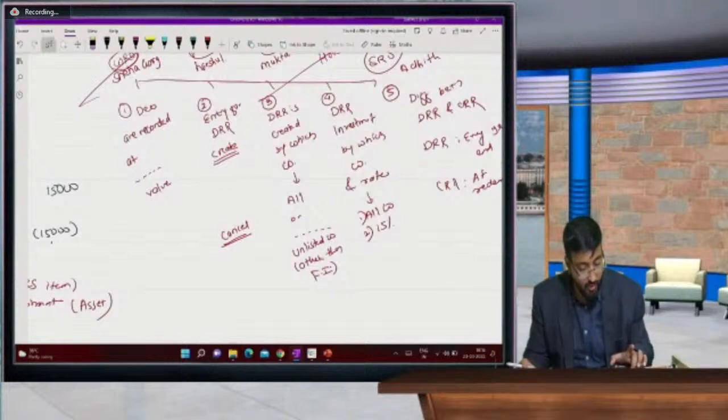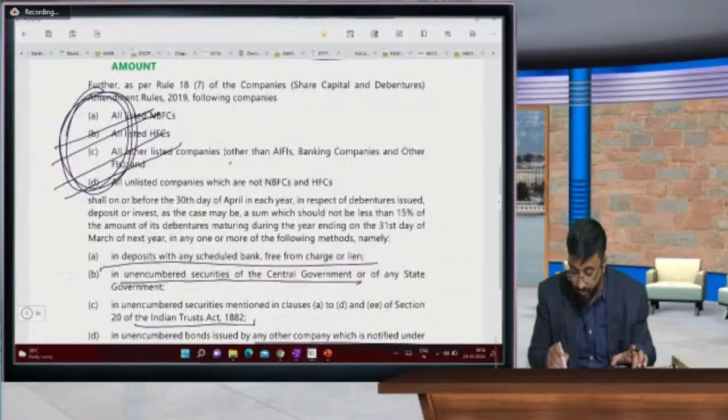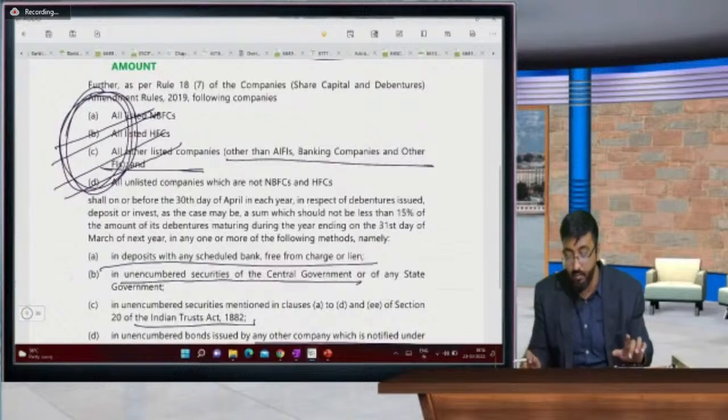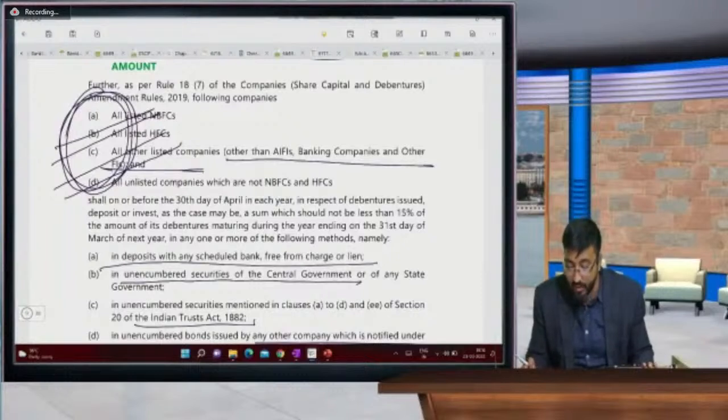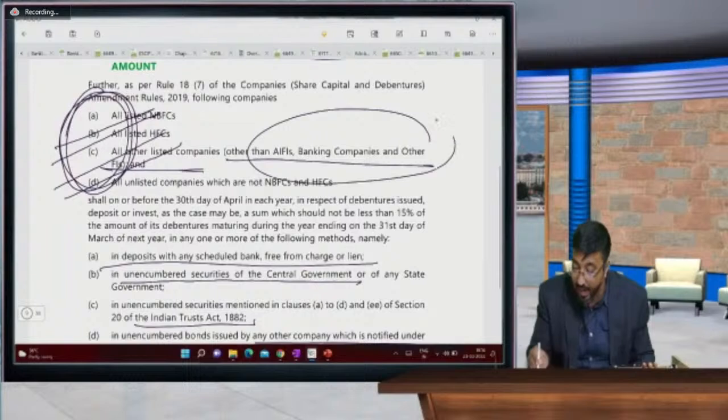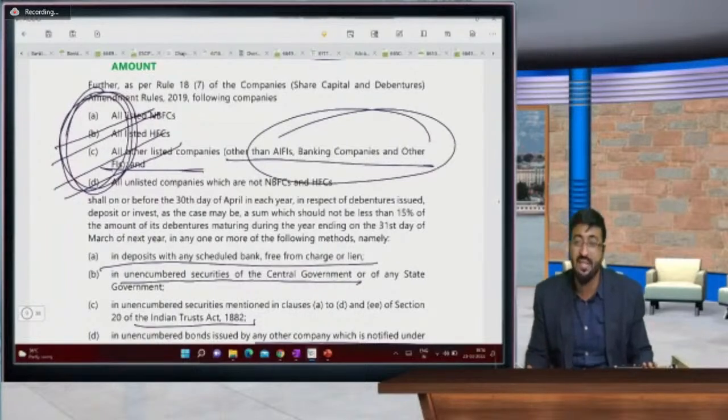वेरी गुड। अच्छा, एवरी कंपनी नहीं बोल सकते, other than AIFI and banking companies. So listed NBFCs, listed HFCs, all other listed companies, but other than AIFI, banking companies, because their business is to invest and giving and taking loan. So beta AIFI banking won't consider this. So this is a basic difference between, yes, all companies have to invest 15% of debentures value.